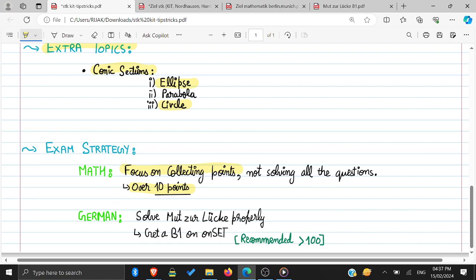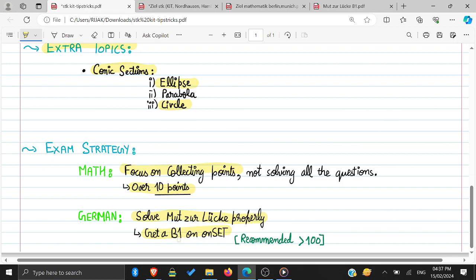For German, the only tip that I have is you solve Lückentext properly. And I know this is a little vague, what properly means, but I'll touch upon that in my next video. I'll make a video on how I solved Lückentext and how everyone should solve it to get the maximum output of all the Hören texts you do, right? And the requirement, like over here there's 10 points, here you need to get a B1 on the Einstufungstest. And again, if you do the Beispieltest, you know what I mean by this.